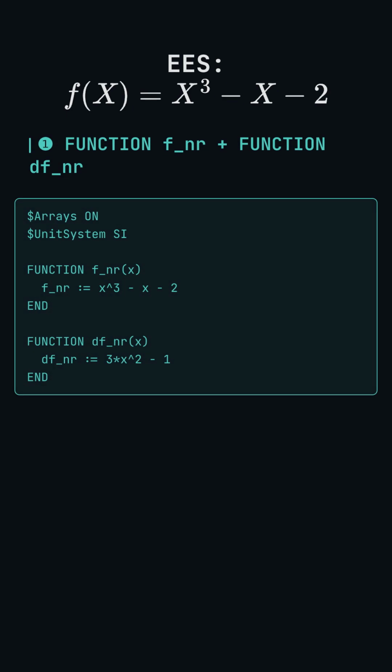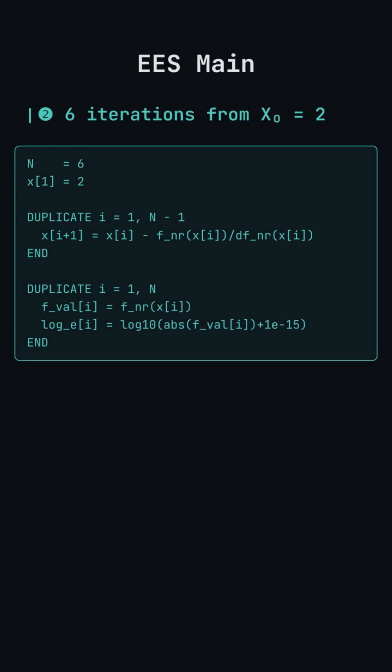Here is the EES implementation. Define f underscore nr for the equation and df underscore nr for its derivative. Inside a function, assignment uses the colon equals operator. The duplicate chain applies the update rule directly. Notice that the Newton-Raphson formula sits inside the loop. The loop runs for a given number of iterations instead of a C-like error-based escape sequence.